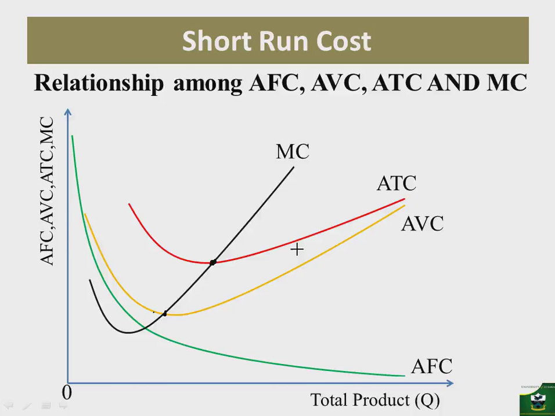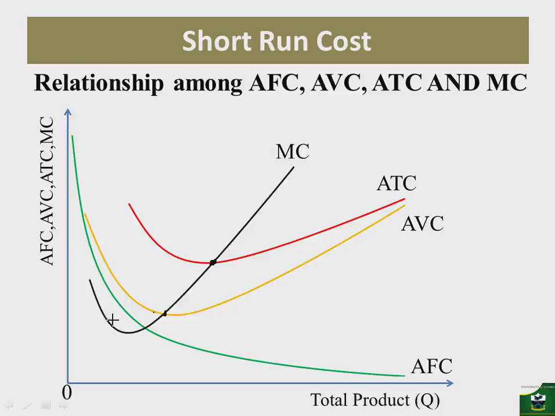Or simply put, when the marginal cost is above average total cost, the average total cost will be rising. So in this region where marginal cost is up, the average total cost will be rising. When the marginal cost curve is below the average total cost, the average total cost curve will be falling. Okay, in addition, when the marginal cost is below the average variable cost, the average variable cost will be falling.